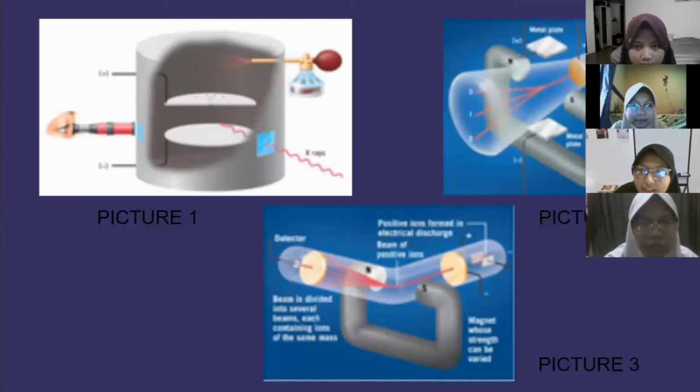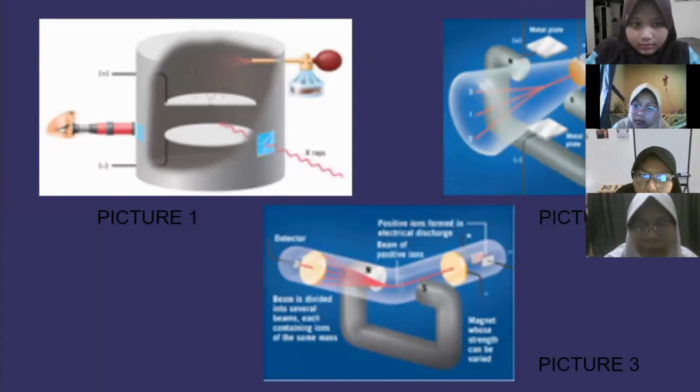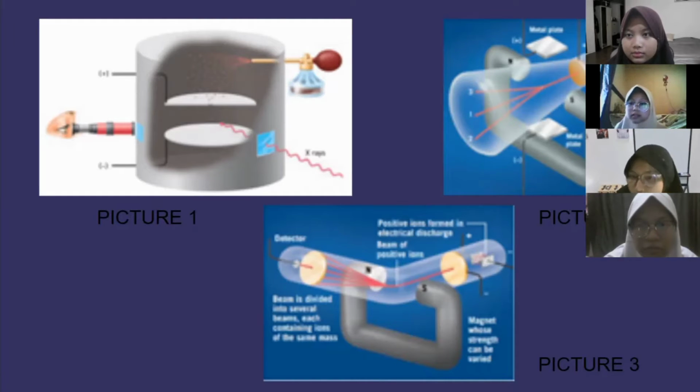Okay. So we can see here in picture 1 and picture 2, the experiments were used to measure the charge to mass ratio of the electron. And picture 3 is called the mass spectrometer, which was used to measure the charge to mass ratio of positive ions or protons. Wow, very cool. So what are the properties of the atom, Jihan?